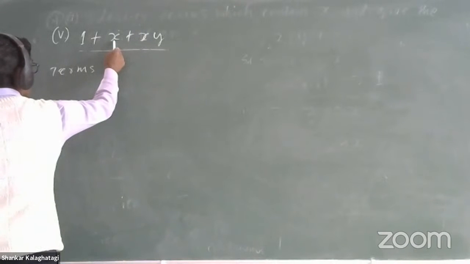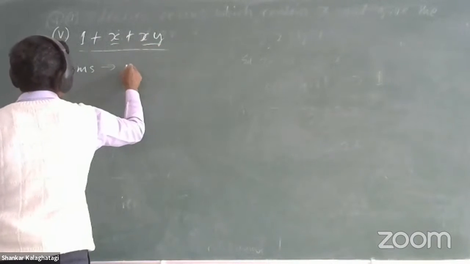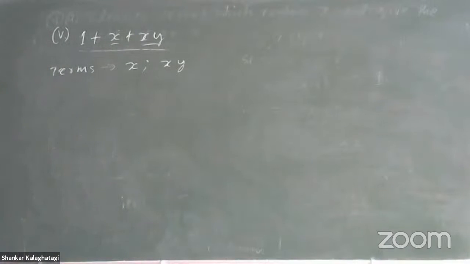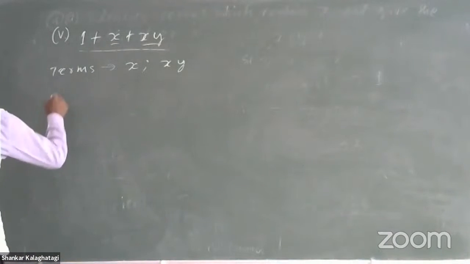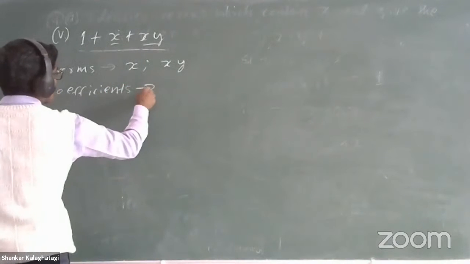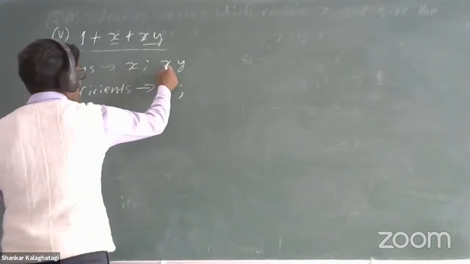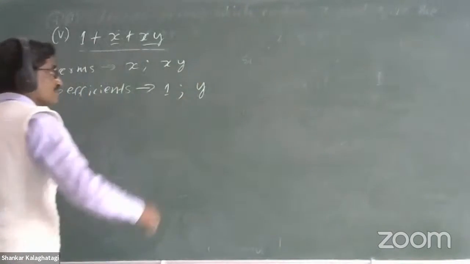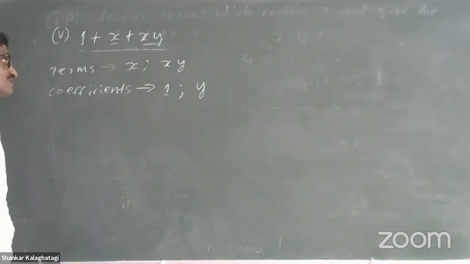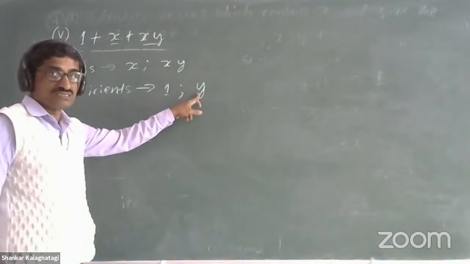Here, this term contains x and this term also contains x. So we have 2 terms here: x is one term, xy is another term which contains x. Now, coefficients. The coefficient of this x is 1. Nothing means we have to write 1, 1x is already there. Here, the coefficient of xy is y, we leave the x. Y is the coefficient of x.